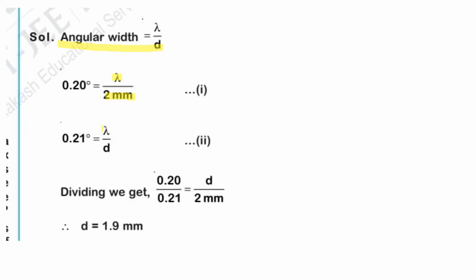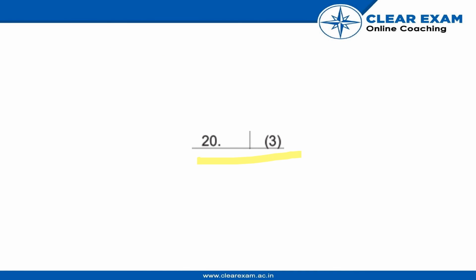What we have done over here is that we first took the condition for 0.20 degree and another condition for 0.21 degrees. After dividing, we get 0.20 over 0.21, and d comes out to be 1.9 mm. So the correct option will be the third option, which is 1.9 mm.